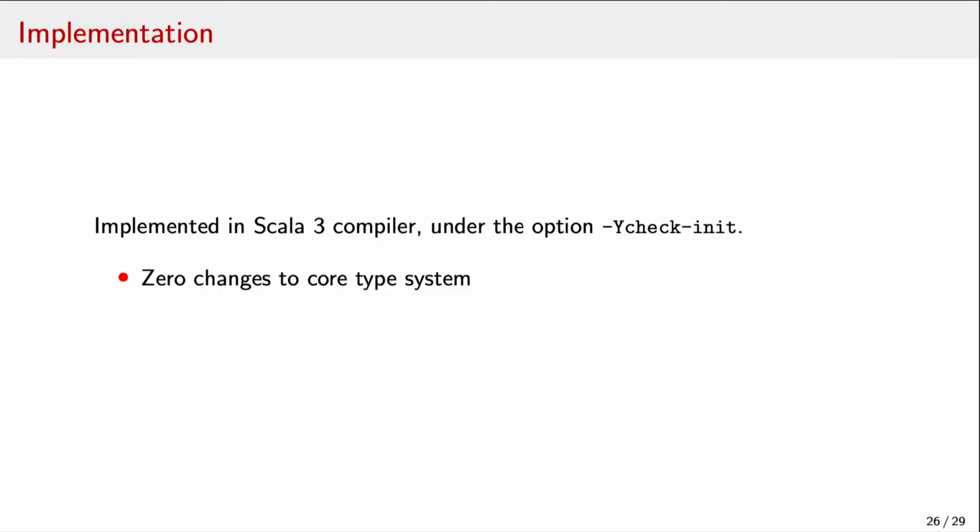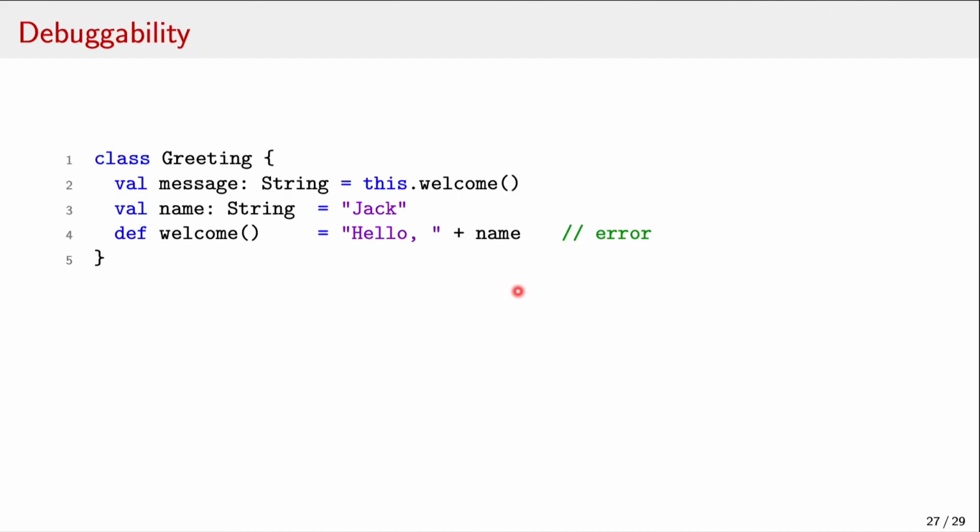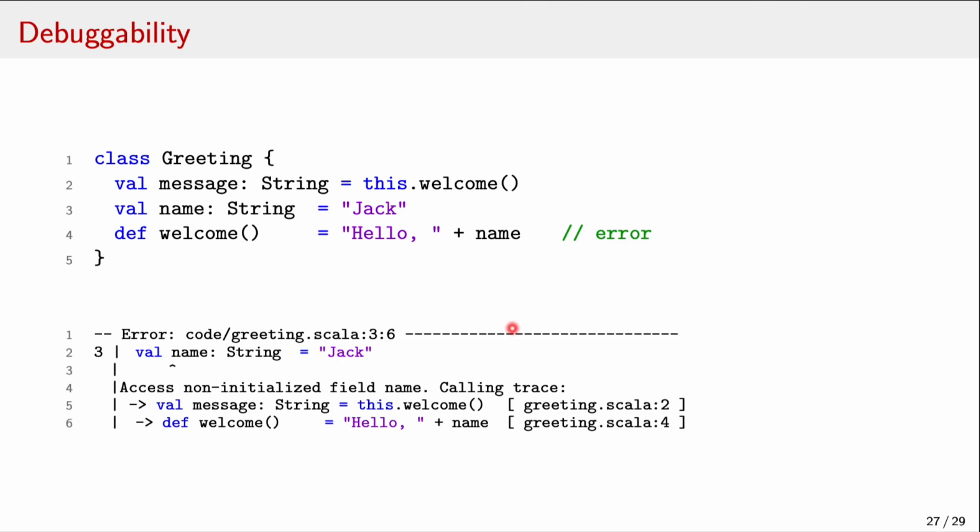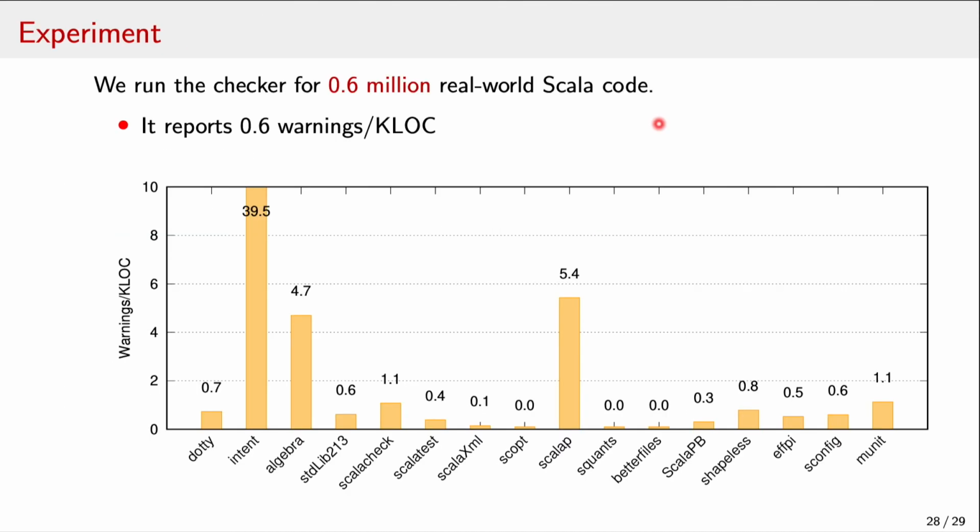We implemented an initialization checker in the Scala 3 compiler. The checker is implemented as a compiler phase; it requires zero changes to the core type system. To help programmers easily diagnose initialization problems, the checker shows the stack trace that leads to an initialization error. We ran the checker on about 500,000 lines of Scala code. It achieves about 0.6 warnings per 1,000 lines of code.